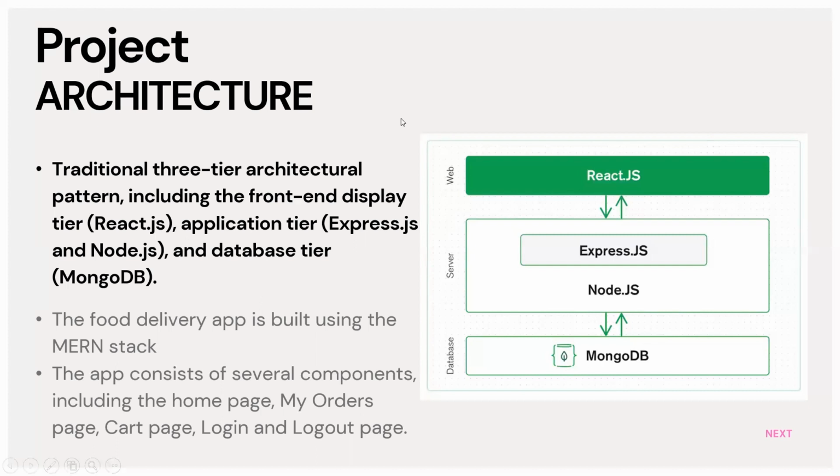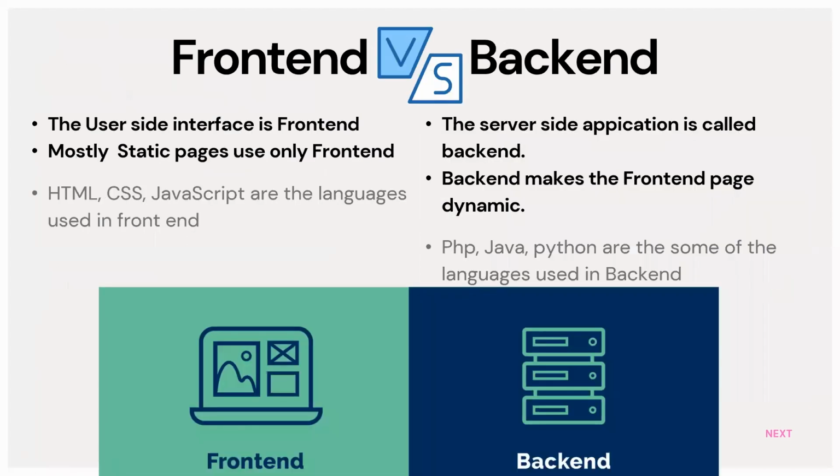In this picture, we can see the architecture of the MERN Stack. First, the web is developed using React.js. The server side is developed using Express.js and Node.js. The database is MongoDB. Over to Harini.